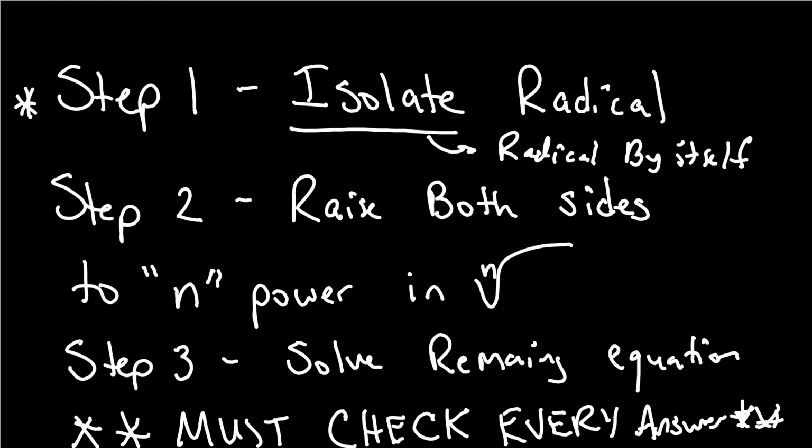Alright. Step 2: raise both sides to the nth power, and whatever nth power that is, it's the number inside the check mark. So if I have a square root, I'm going to square both sides. If I have a cube root, I'm going to cube both sides. If I have a fourth root, I'm going to take both sides to the fourth power. Step 3 says you solve the remaining equation.